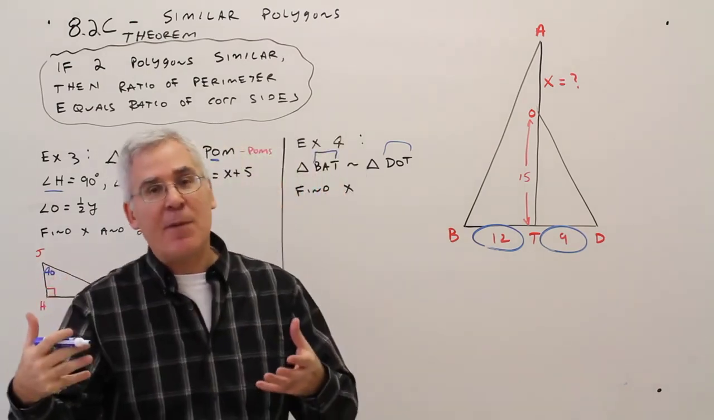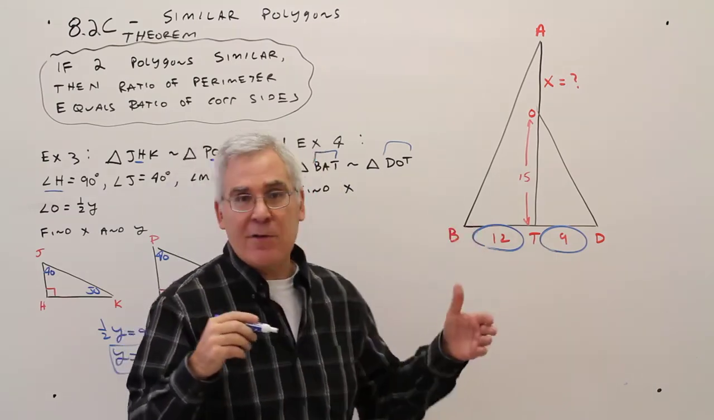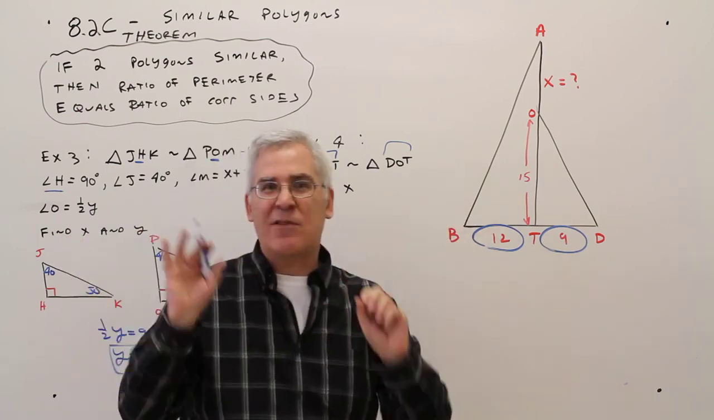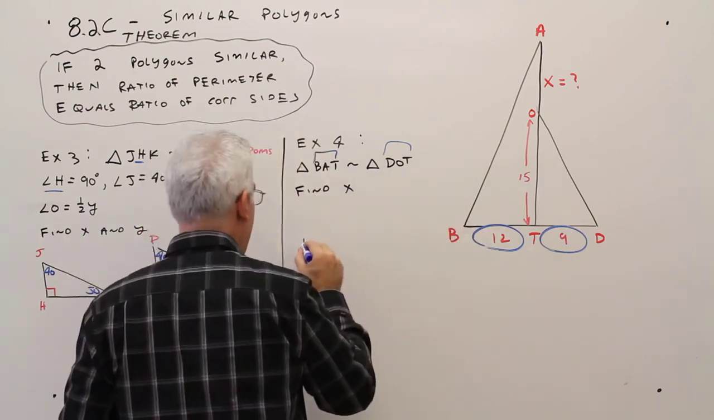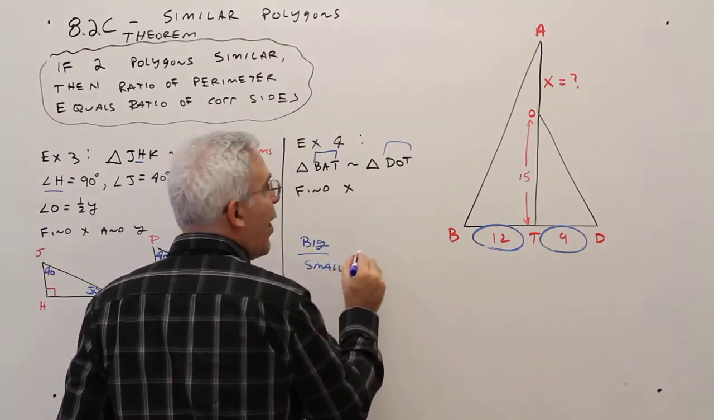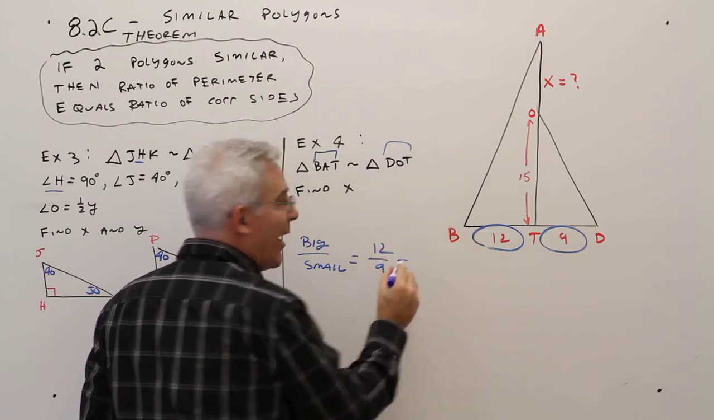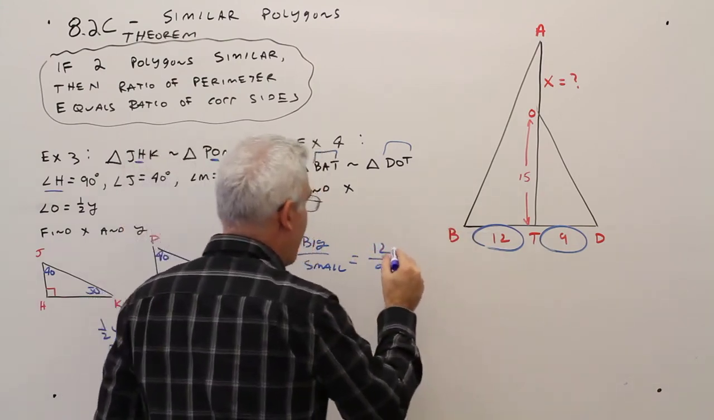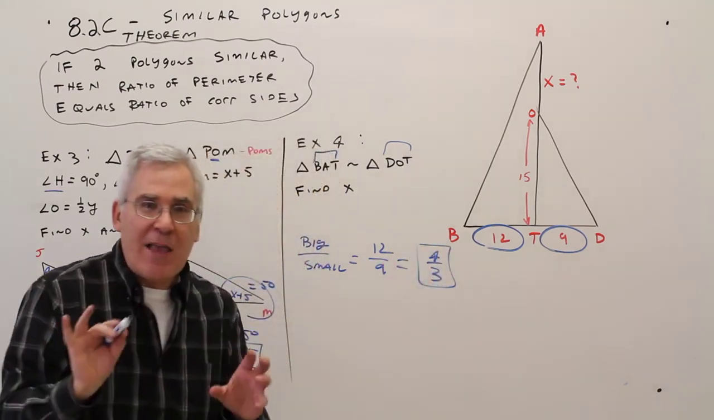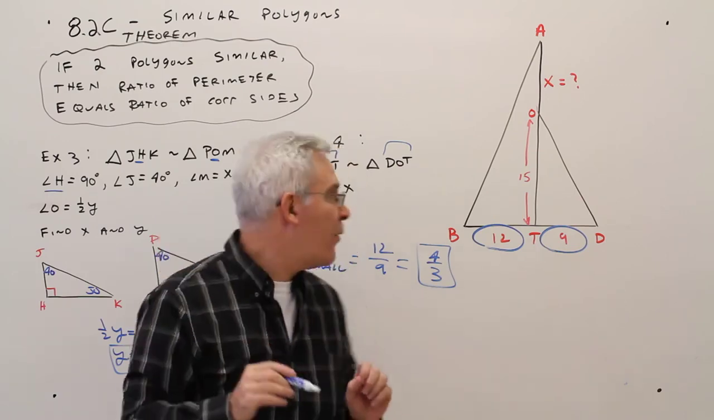Okay? And then, as I mentioned before, I like to be consistent. I could say either left stuff over right stuff, or I could say big over small. I'll just go big over small. To me, that's an easy way of looking at things. So I'll say big over small. This is part of the big guy. 12 over 9. Let's reduce that. Divide by 3. 4 over 3. So now I've got a known ratio between corresponding sides, and I can use that for others.